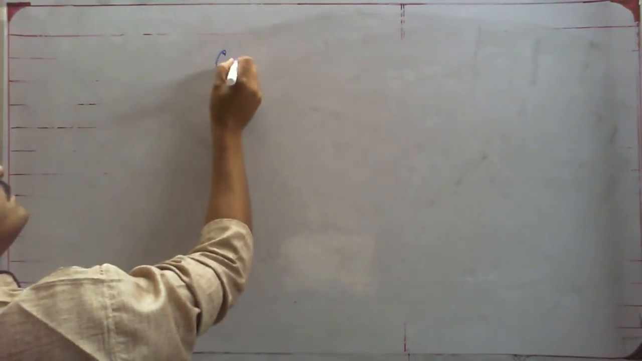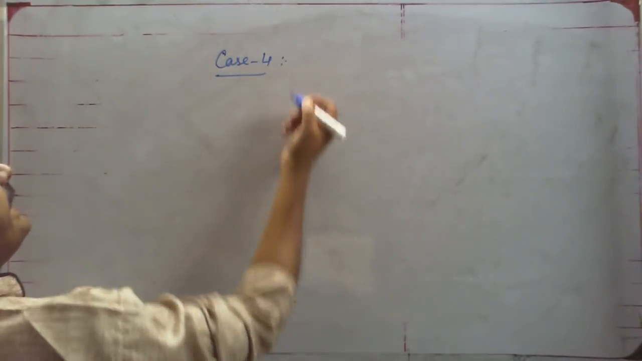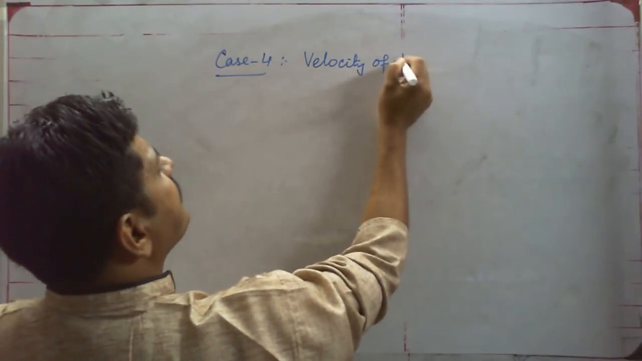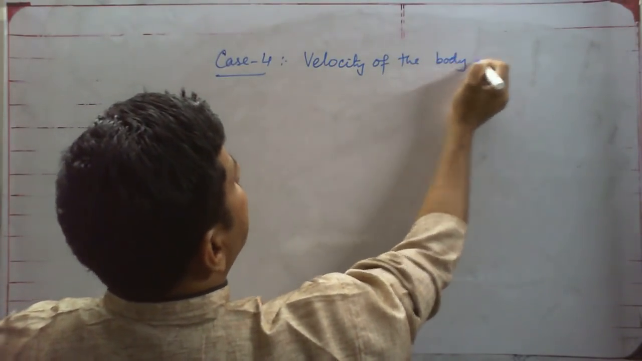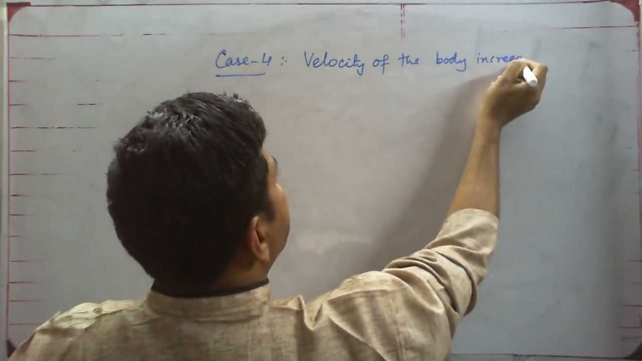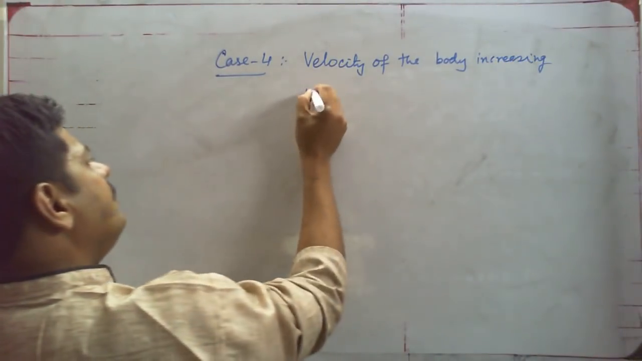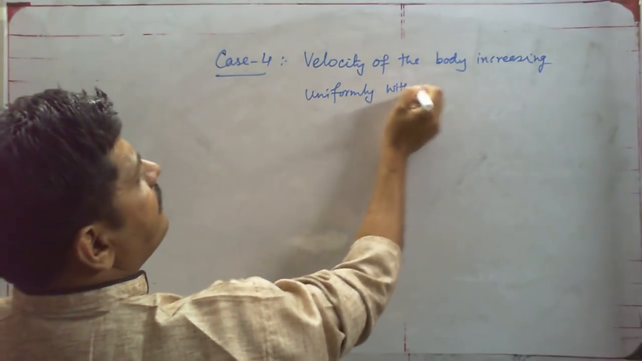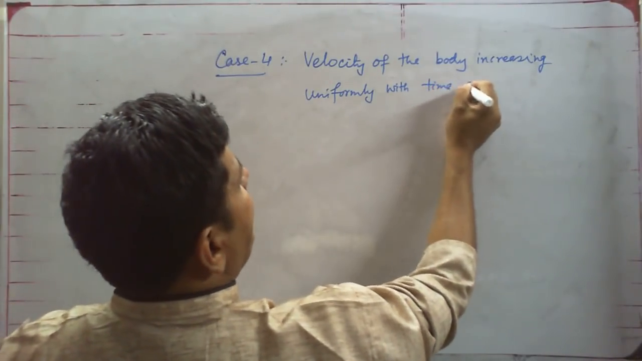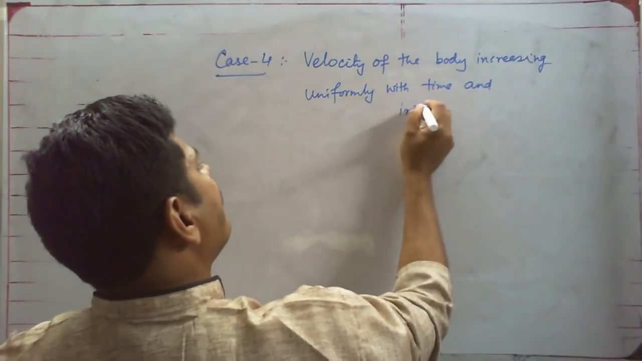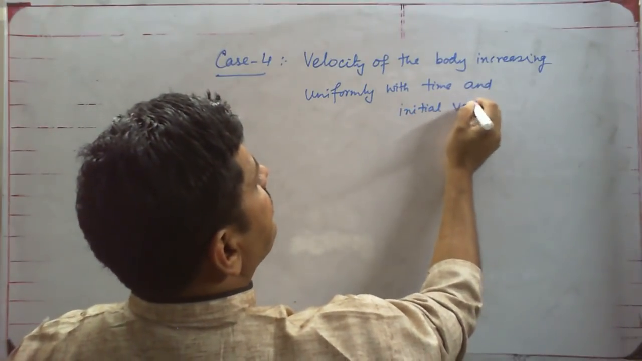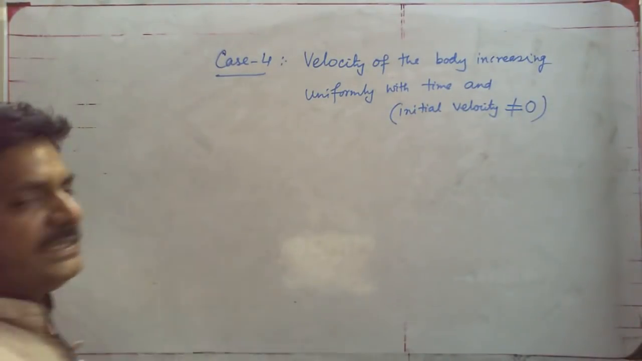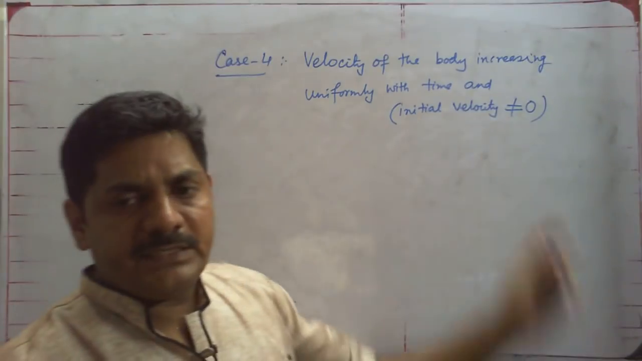Case 4 is velocity of the body increasing uniformly with time, and initial velocity, this is the given condition, is not equal to 0. This is the given condition, so we have to follow these conditions.